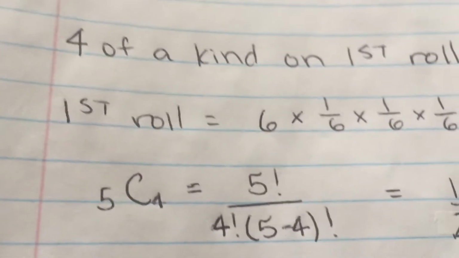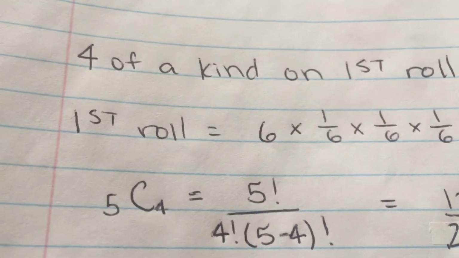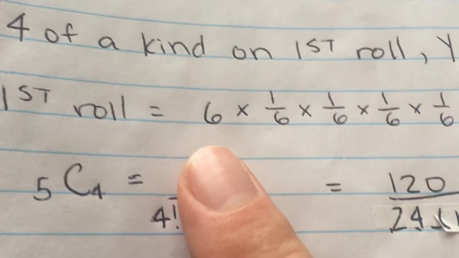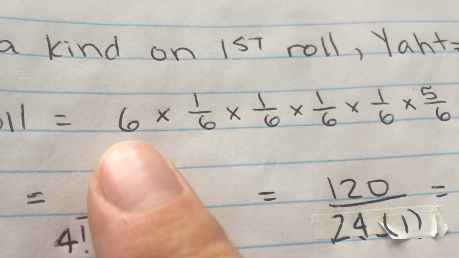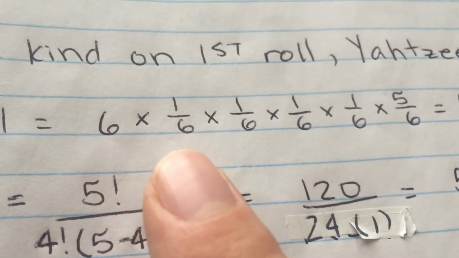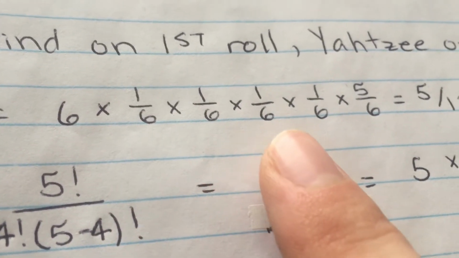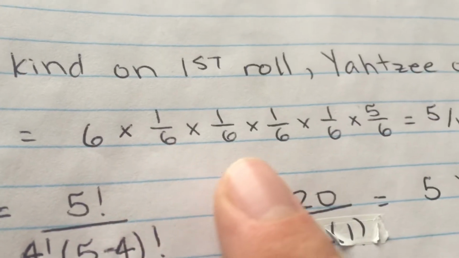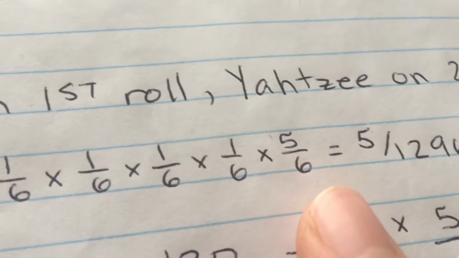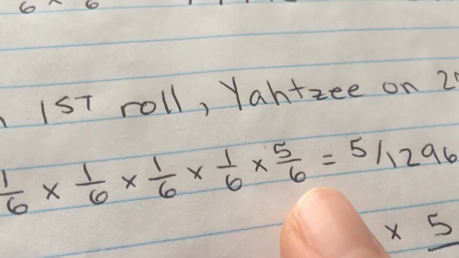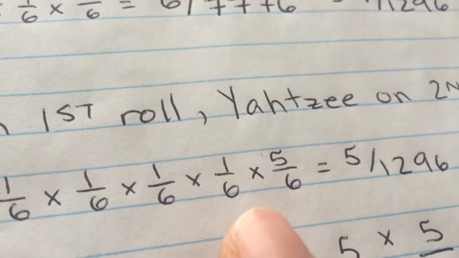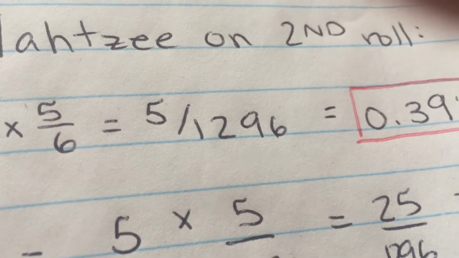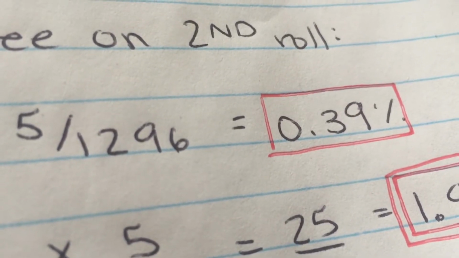So what if you have 2 rolls, and you roll a 4 of a kind on the first roll, and on the second roll you get your Yahtzee? So in the first roll, you again have 6 possible numbers, 1 to 6 on the dice, times 1/6 times 1/6 times 1/6 times 1/6. Those are your 4 of a kind. You have a 1 in 6 chance of getting that specific number. You multiply it by 5/6, which is the probability of not getting the same number you had in your 4 of a kind, which gives you 5 over 1,296, or a 0.39% chance.